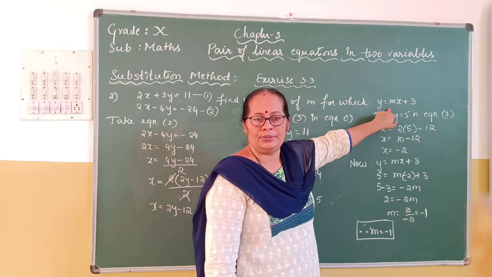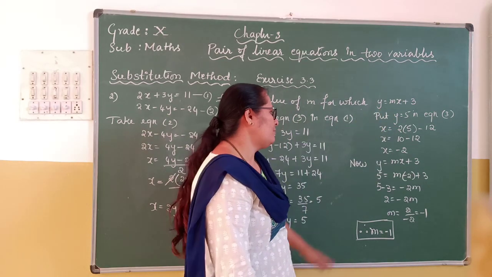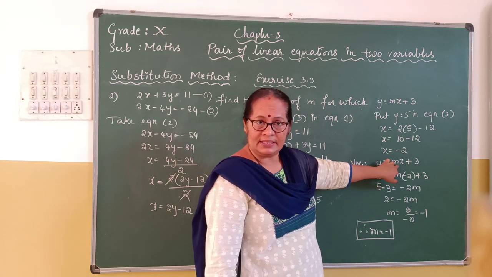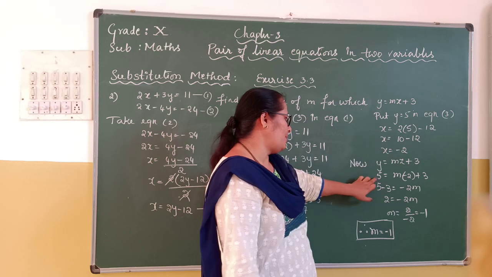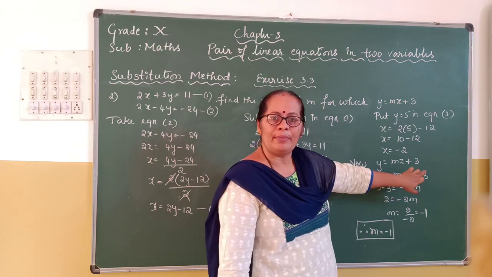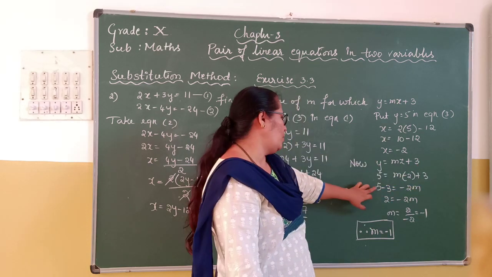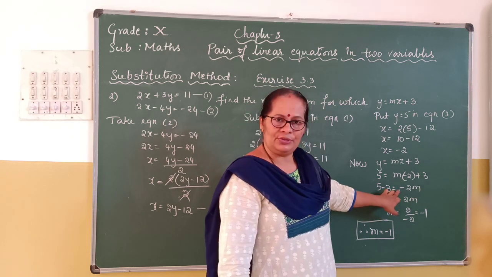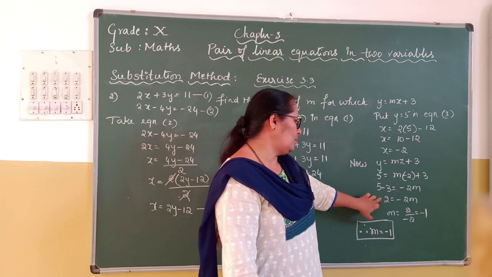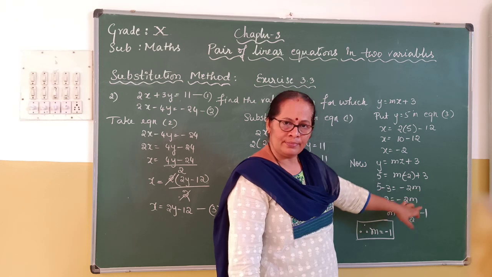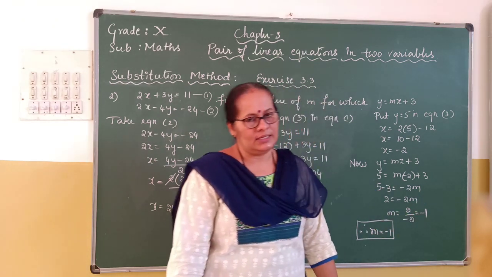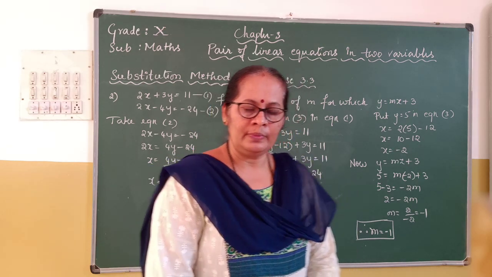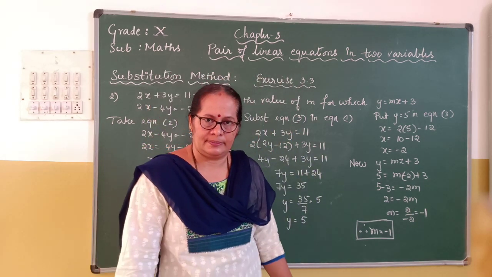Now to find the value of m, you need to put the x and y values in the given equation, y equals mx plus 3. In y equals mx plus 3, y is 5, x is minus 2. So 5 equals m into minus 2 plus 3. So 5 minus 3 equals minus 2m. So 2 equals minus 2m. So m equals 2 divided by minus 2, which is minus 1. I hope you understood this.